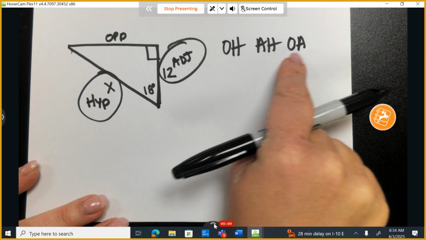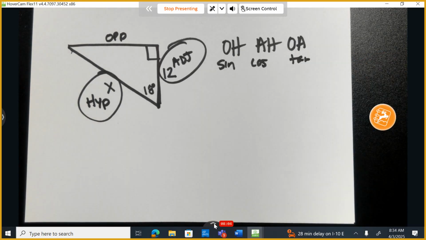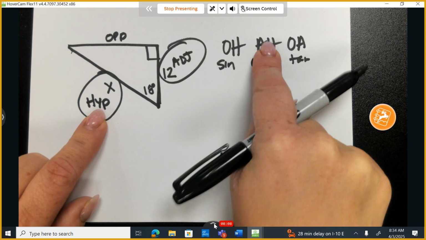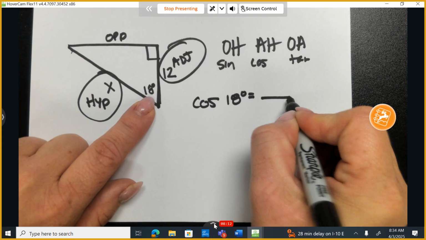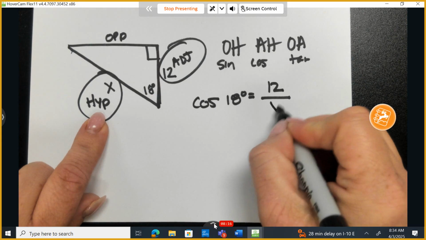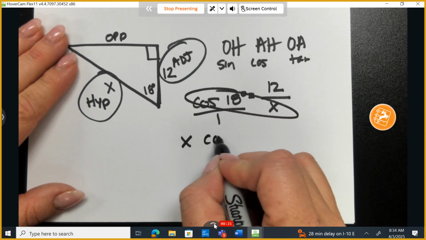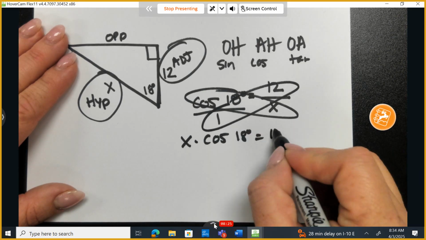The first letter when I say that phrase, it's going to be sine, cosine, and tangent. So when I look up there, which one has adjacent and hypotenuse? The cosine. So the cosine of angle 18 degrees, and it's going to be a ratio, and it goes in this order. Adjacent on top and hypotenuse on the bottom. All right, now it's time. I'm going to cross multiply. x times the cosine of 18 degrees is equal to 1 times 12, which is 12.